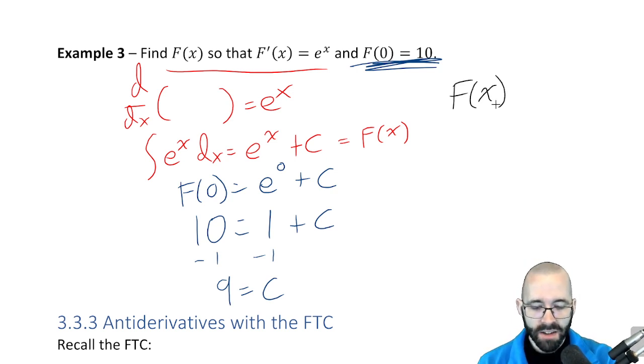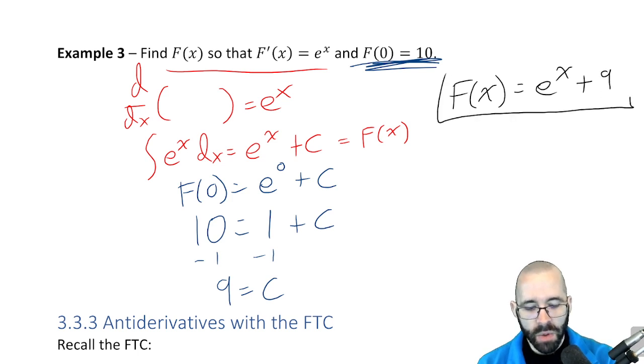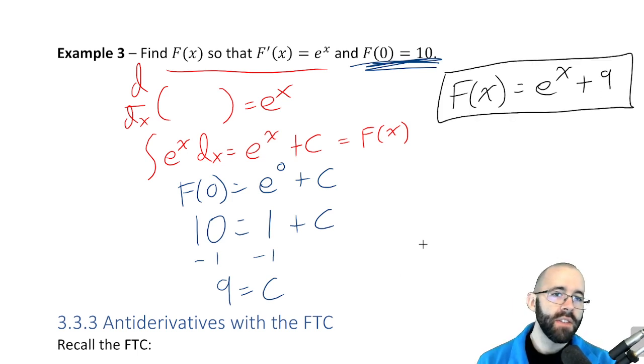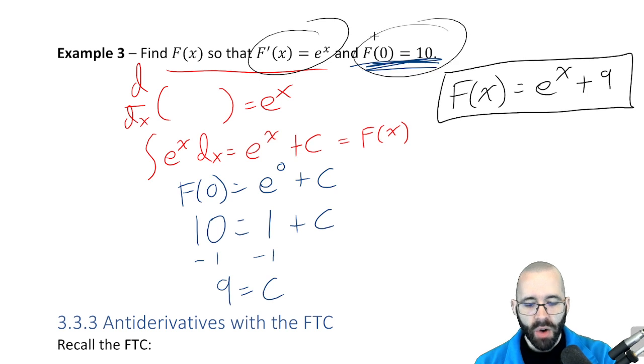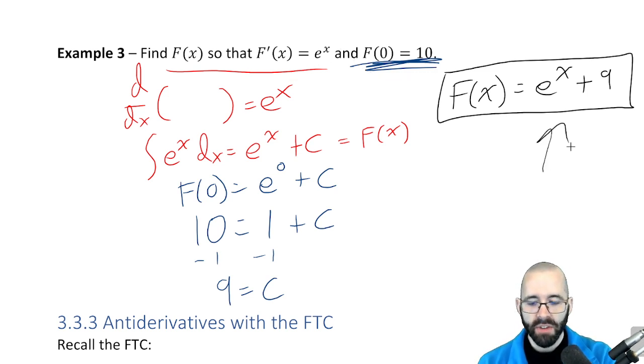So our answer is that our function is e to the x plus a constant, and we specifically found that the constant that we wanted is 9. This is what's known as an initial value problem, and is very, very common in higher level math and differential equations and stuff like that. We have a requirement about a derivative. We have a requirement about the original function. We put those together to get one specific function.